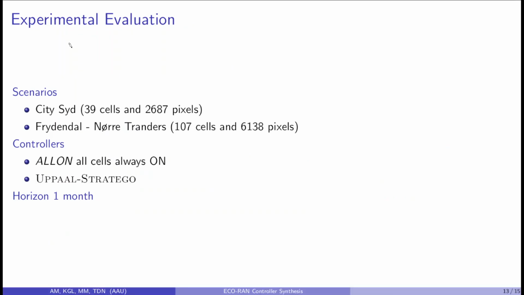We have carried out a small experimental evaluation. Small in the sense that we only consider 2 scenarios. We have CitySuit, which has 39 cells, and Friedendal, which has 107 cells. We are considering 2 controllers. The controller all on, in which all cells are always on, and the UPAL Stratego controller. We are looking at a horizon of 1 month.